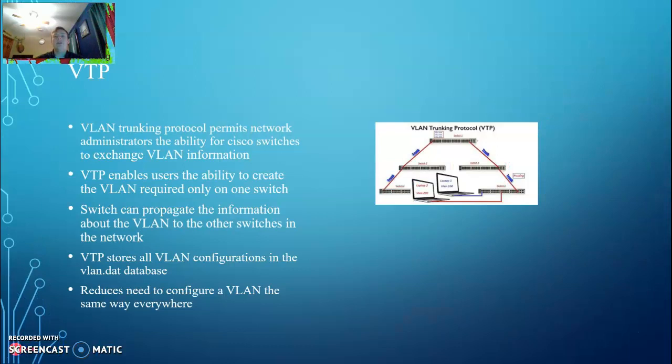VTP, or VLAN Trunking Protocol, is what allows network administrators to have Cisco switches exchange VLAN information. This is possible because the protocol has the network administrators create the required VLAN on only one single switch, which broadcasts or propagates the information and configurations about the VLAN to all the other switches in the network.